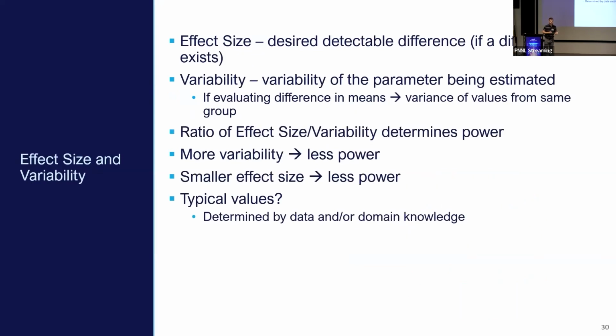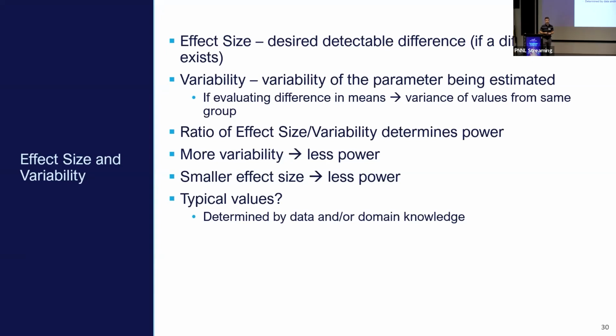And then the effect size and the variability work together in that the effect size is the desired detectable difference if a difference exists. One way that I like to think about the effect size is if you were calculating races. If you were to try and measure 2 different individuals running a mile and you found that there was a 1-minute difference between the two, that would be a very stark difference. But if you were to take those 2 same individuals and find that there was only a 1-minute difference when running a marathon, you'd find that that was much more negligible.